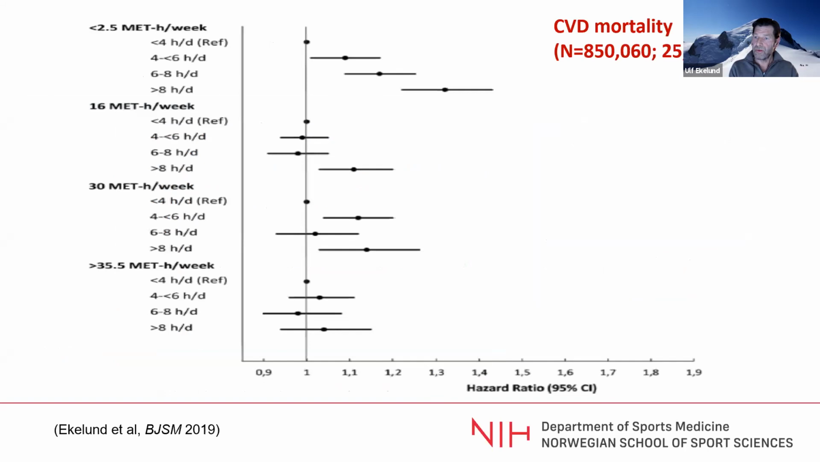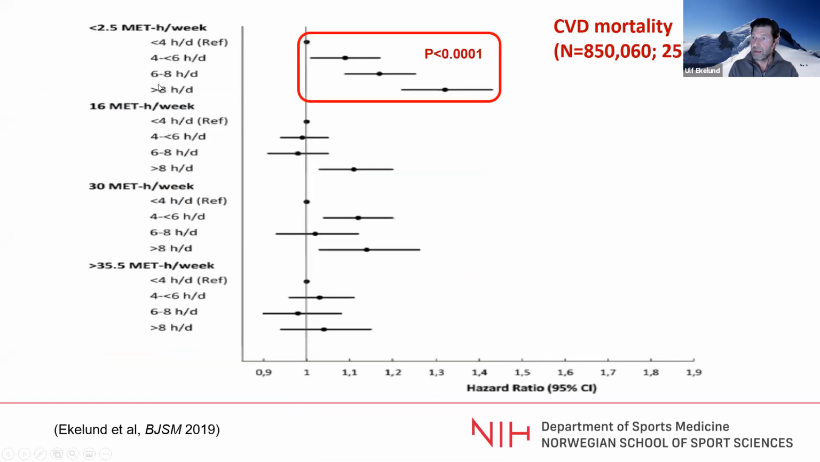So just look at the data for CVD mortality. You can see the 16 different groups. The inactive quartile at the top is cross-categorized for sitting time, and then the highly active group at the bottom, the highest quartile for physical activity, is also cross-categorized by sitting time. In each of these four groups, the lowest sitting time is the reference group.